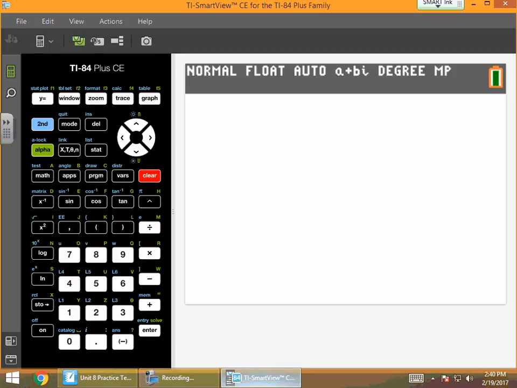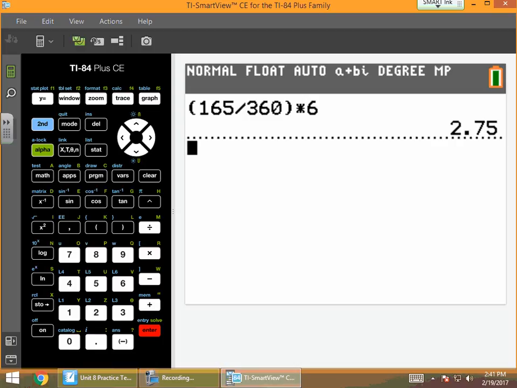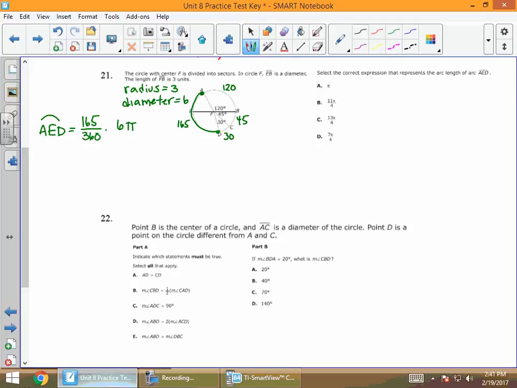Let me jump to my calculator. I have 165, nope, not times, divided by 360 times 6 pi. I'll leave pi out for now. So that's 2.75. Let me turn that into a fraction. That's 11 over 4. So my answer is 11 over 4 pi. So that is choice B, 11 pi over 4.